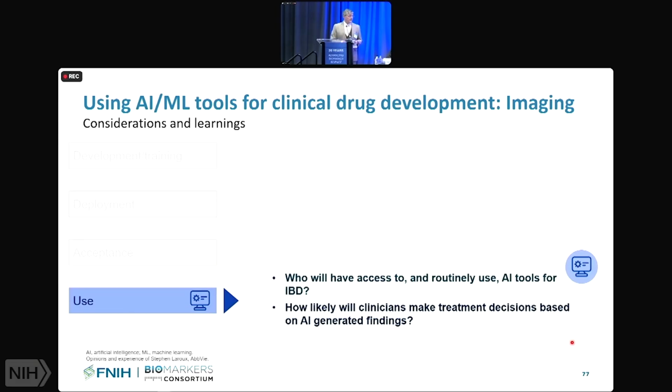Now, who will have access to it? Andy touched upon this as well. Do we have the ability to have everyone have access to this tool, or is it just specifically for clinical trials? And does your gastro in a very rural setting have the same access to these tools, and will they use them? It's education as much as it is data. Will they use them? Will they have access to them? And then how likely are they going to make treatment decisions based on those findings? That is the end game. How will they manage their patient based on the findings of these tools?